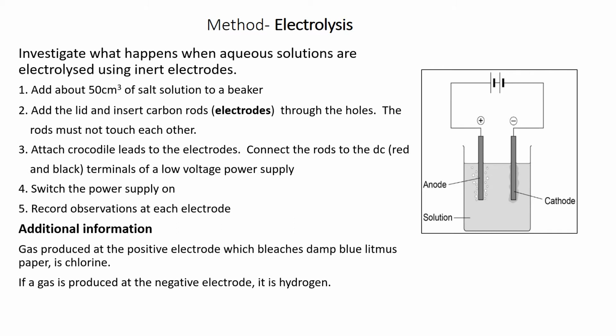So the additional information that they want you to know is that gas is produced at the positive electrode, which is my anode, which bleaches damp litmus paper because it's chlorine. And if a gas is produced at the negative electrode, it's always hydrogen. And the link below will take you to the online demo. Don't worry, I'll cut and paste that into Show My Homework, so you've got it there for posterity checking. If there's nothing on TikTok to watch, you could just watch a bit of electrolysis. Riveting.